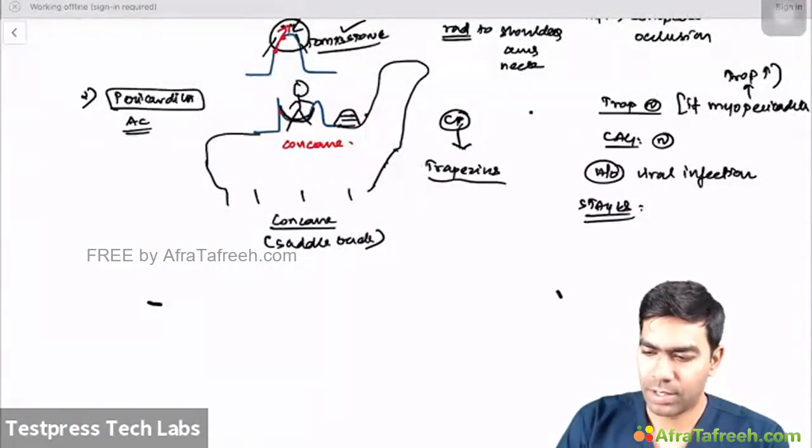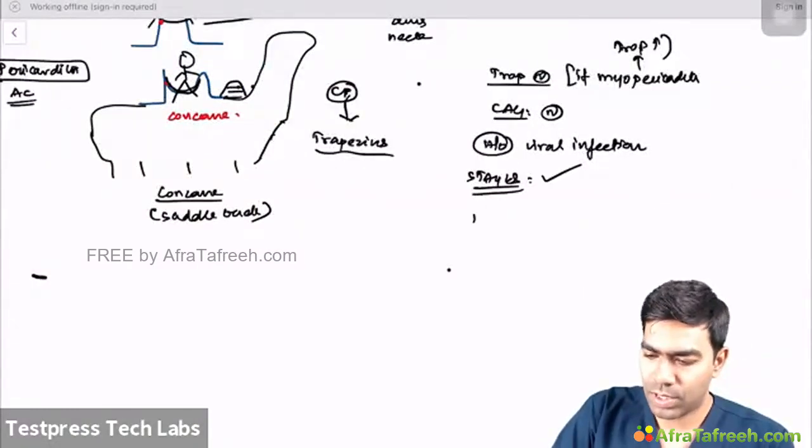So now we have discussed acute pericarditis. Stages over. So what is the treatment of acute pericarditis? How will you treat acute pericarditis?